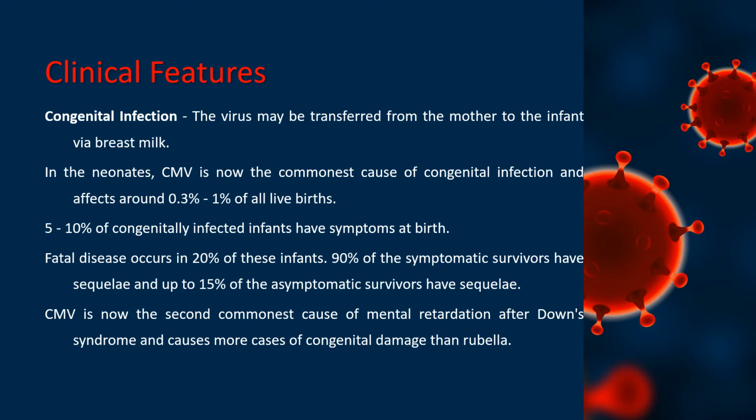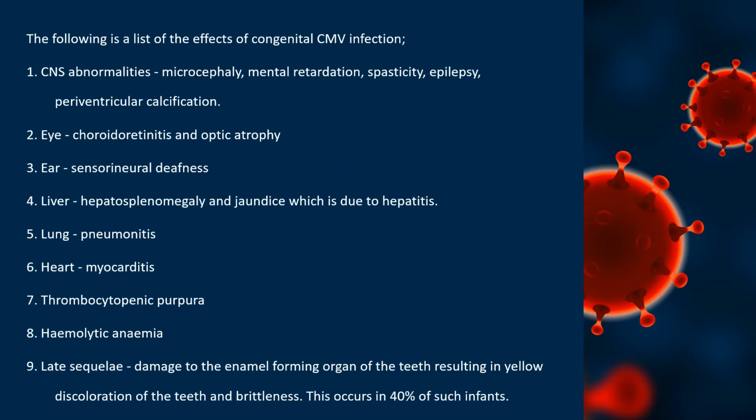Fatal disease occurs only in 20% of these infants, and 90% of the symptomatic survivors have sequelae, and up to 15% of the asymptomatic survivors have sequelae. CMV is the second commonest cause of mental retardation after Down syndrome and causes more cases of congenital damage than rubella. So, there are some of the effects of congenital cytomegaloviral infection.